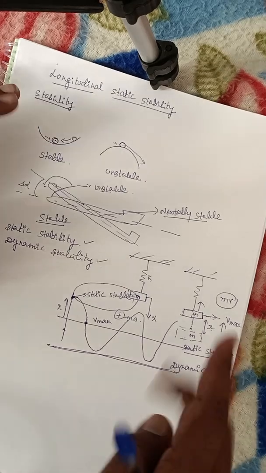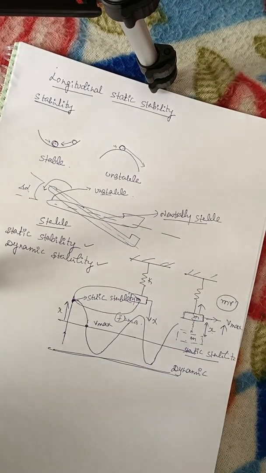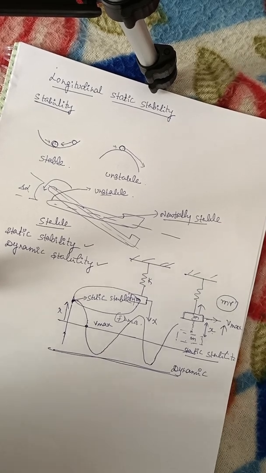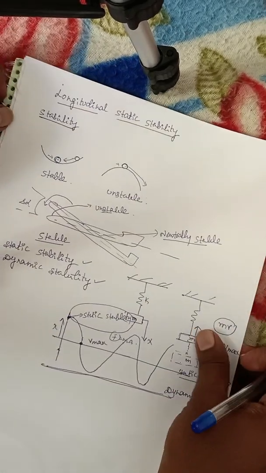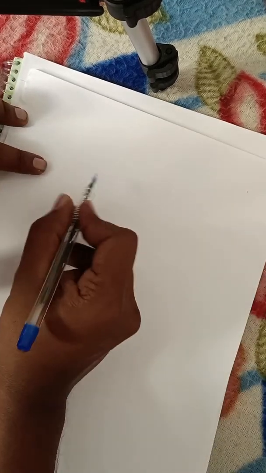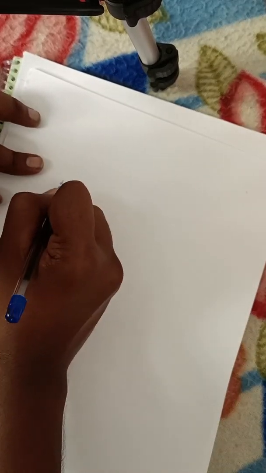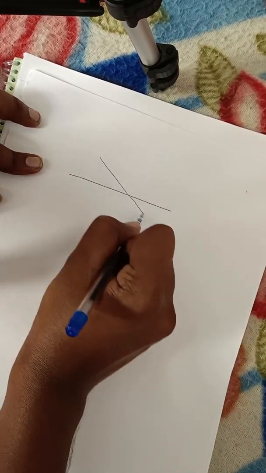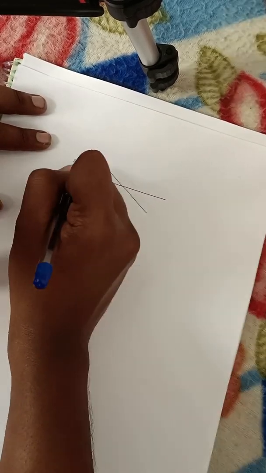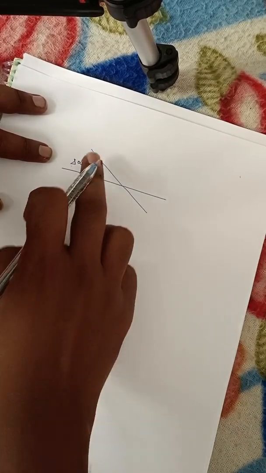What is dynamic stability? Over a period of time, I take the response of an aircraft, the response of any body. Here also the same thing happens. Even in an aircraft the same thing happens. Just consider this as an aircraft. After it is disturbed, if there is an increase in angle of attack alpha because of some disturbance, what happens?